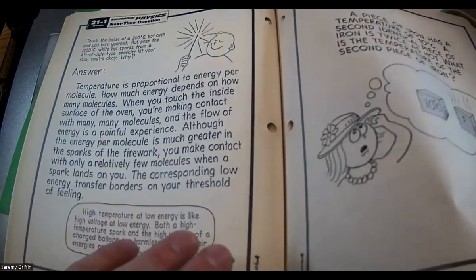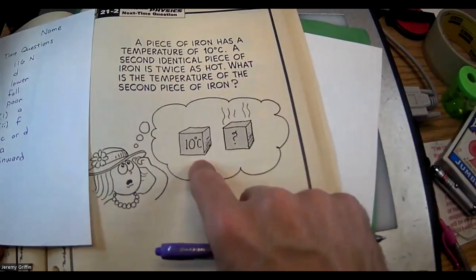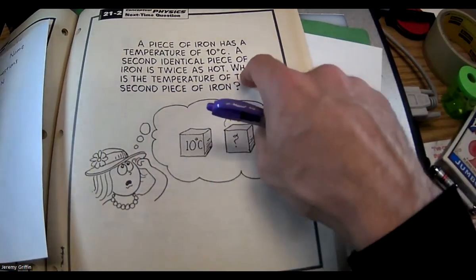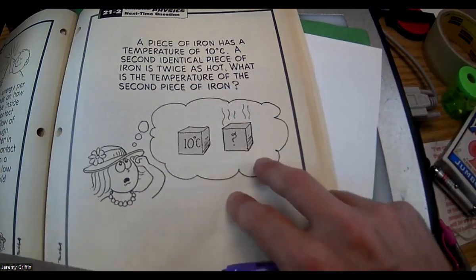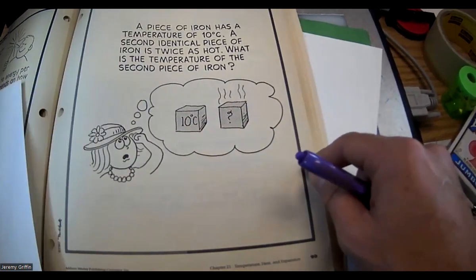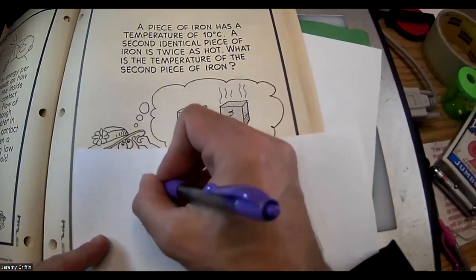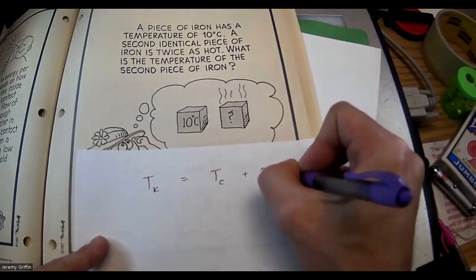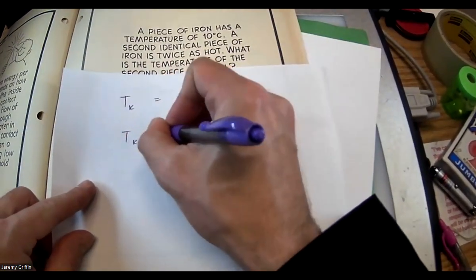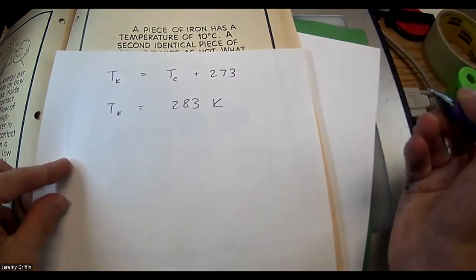Okay, we're going to skip this one. Let's talk about 21-2. I've got a piece of iron at 10 degrees Celsius. We're going to double the temperature. What is doubling the temperature? Guys, is it 20 degrees Celsius? You have to convert to what first? Kelvin. Temperature in Kelvin is equal to temperature in Celsius plus 273. So wouldn't that be 10 plus 273, which is 283 Kelvin?